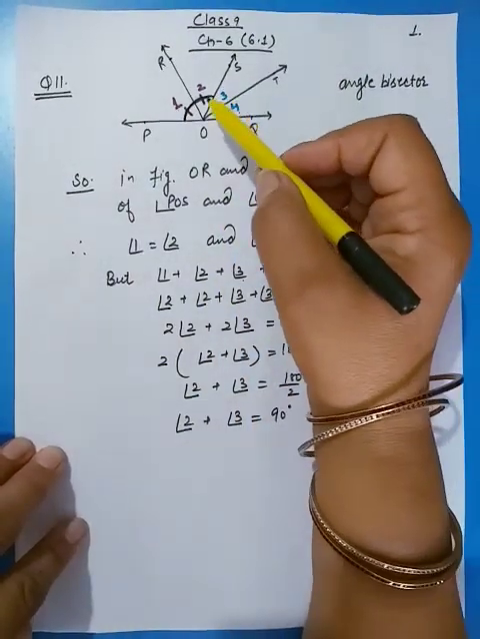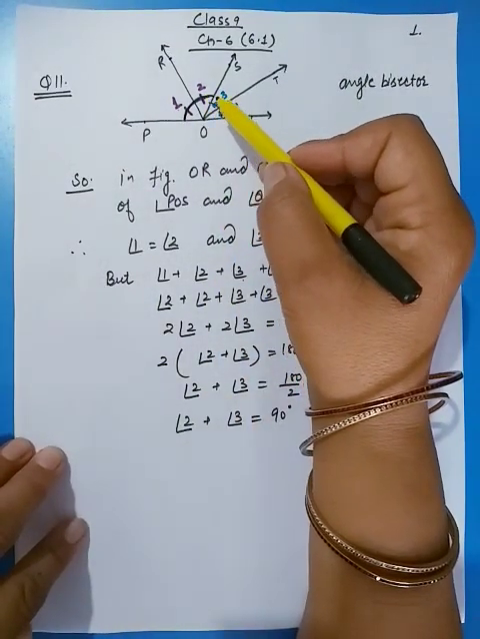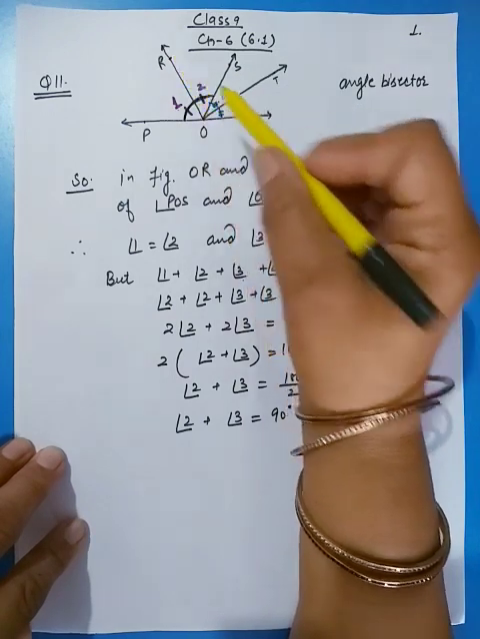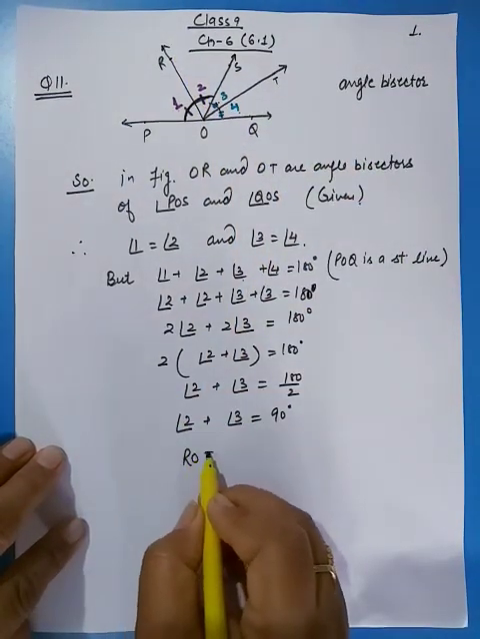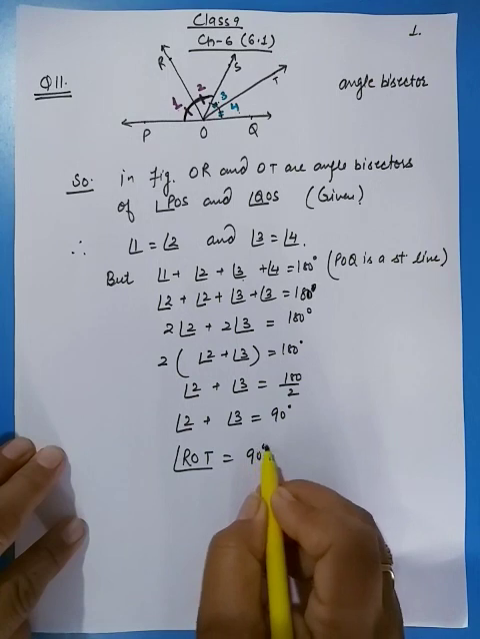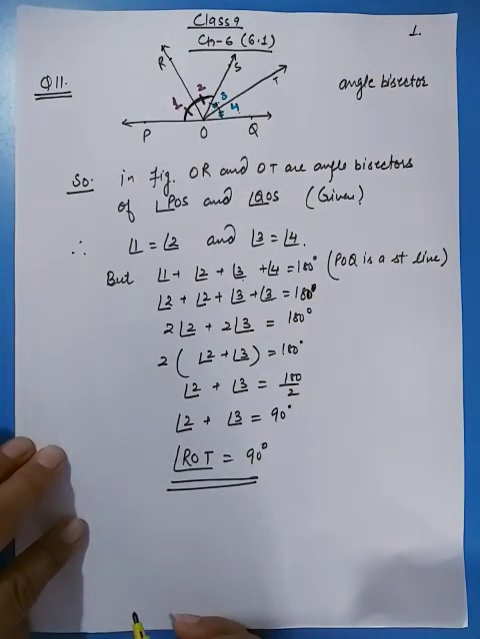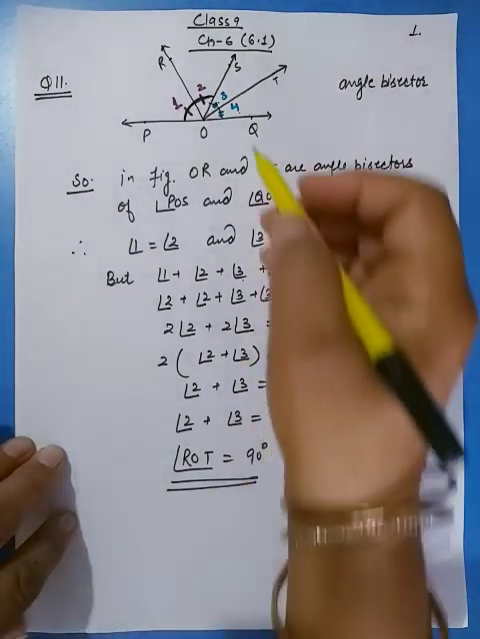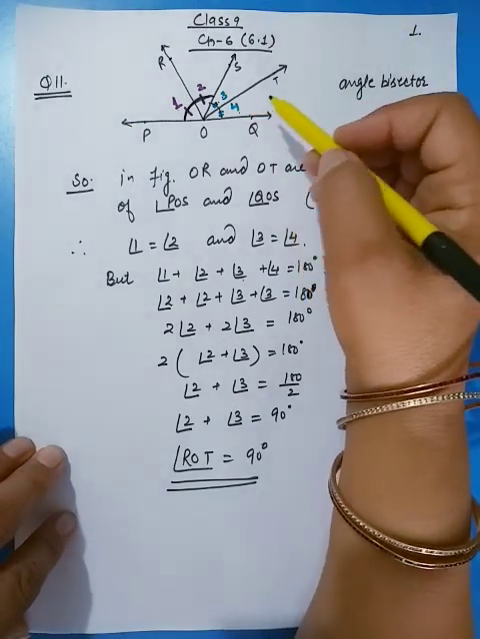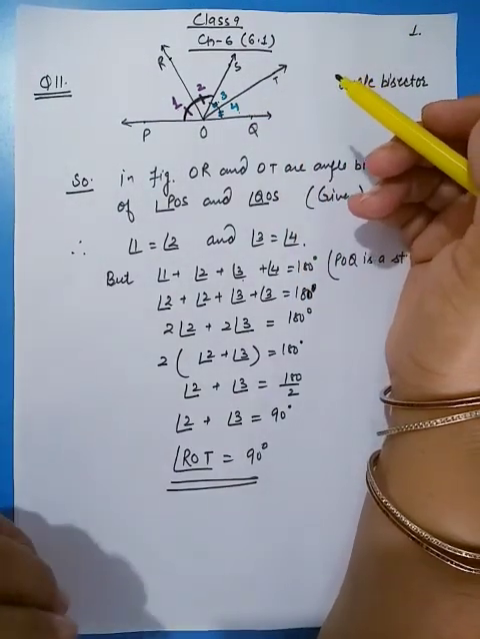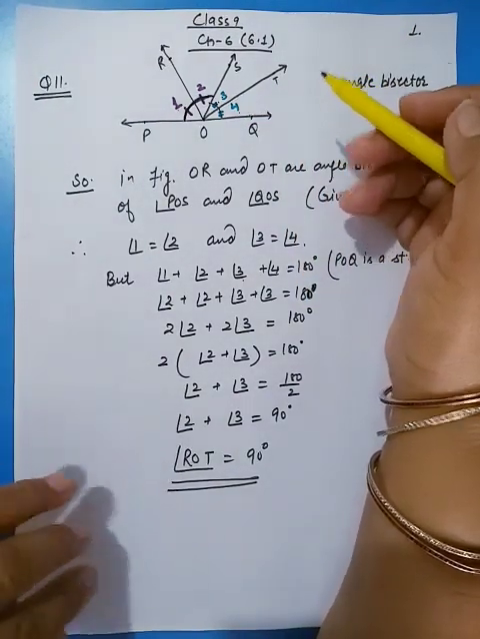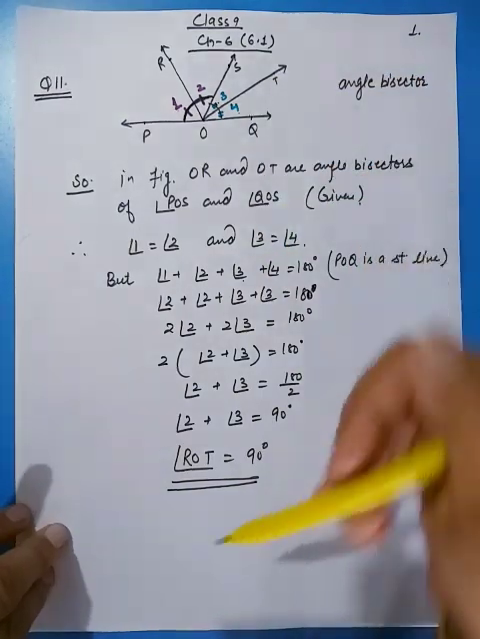Now look at the figure. Angle 2 plus 3, both angles together, form which angle? Angle ROT. So we have proved that angle ROT is 90 degrees. Now in this question it was given that angle POS is x, so we neglected it and did not use its help. In this way also we can solve this question.